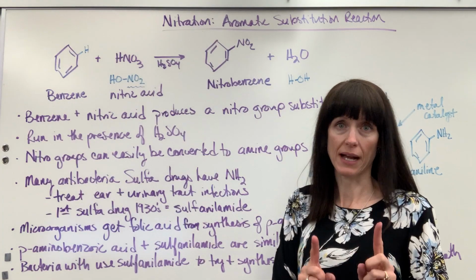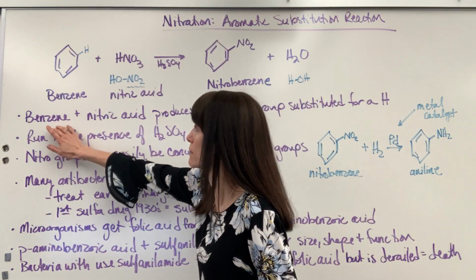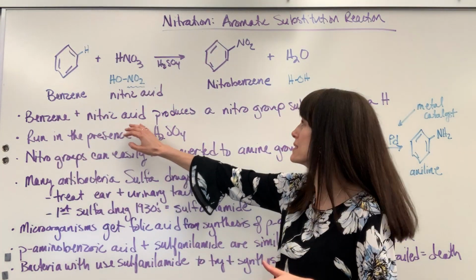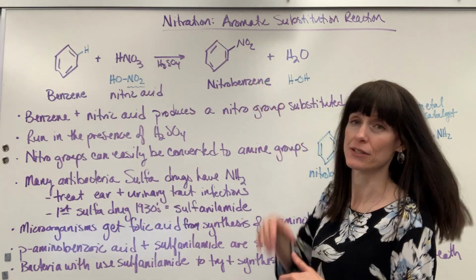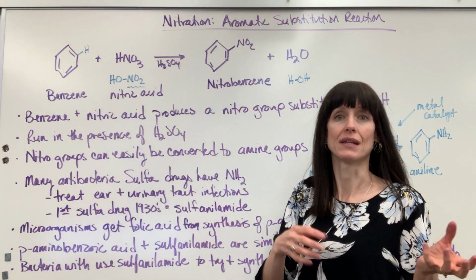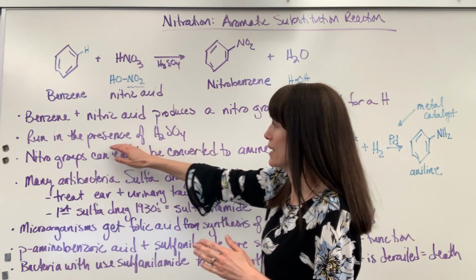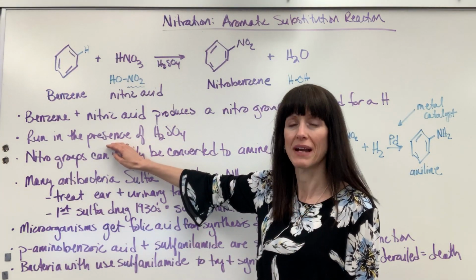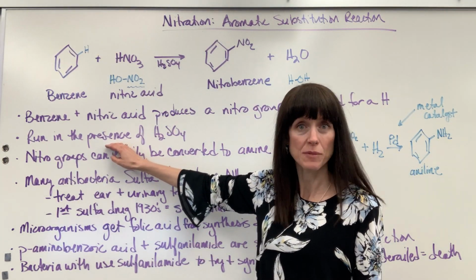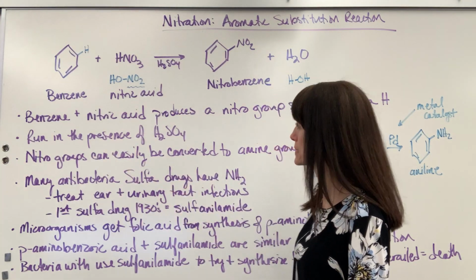For a nitration reaction, it's going to be the benzene, that's your aromatic, plus the nitric acid, and it's going to produce that nitro group, and so it will produce the nitrobenzene. Again, if you're doing flashcards, make sure you write down sulfuric acid. It has to be run in the presence of sulfuric acid.